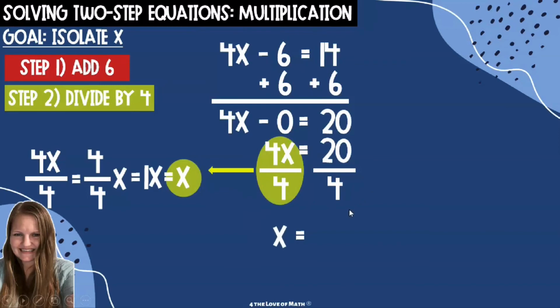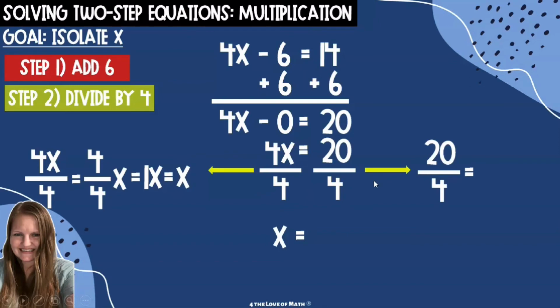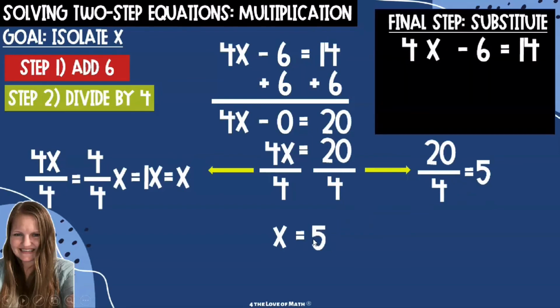Now we have to look at the other side of the equation, which is 20 divided by 4. 20 divided by 4 is going to give us 5. So this tells us that x, our variable, is equal to 5. Now this is not the end of solving the equation. We have one more step.